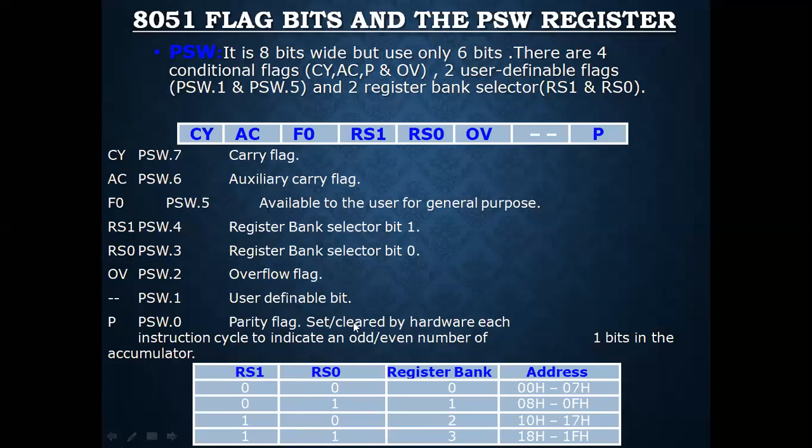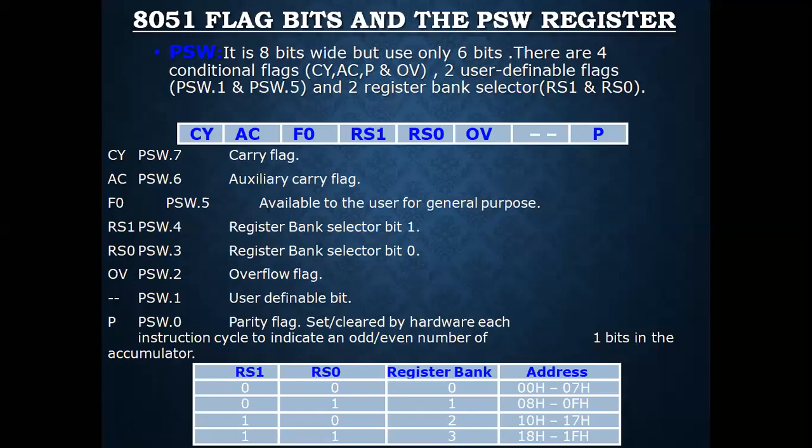The parity flag is set or cleared by hardware in each instruction cycle to indicate an odd or an even number of ones in the accumulator. Accumulator means the A register, nothing else. There are no other registers, only the A register is there for storing this kind of data.